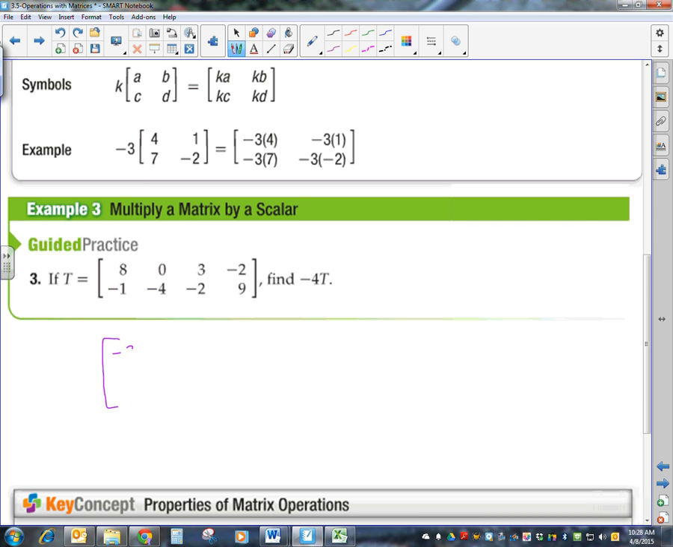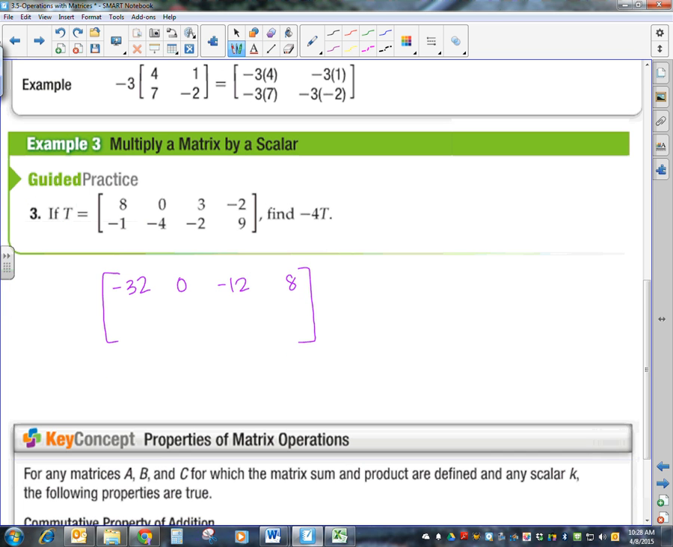So I have to multiply each element in here by negative 4. So I'm going to have negative 32, 0, negative 12, 8, and then, of course, 4, 16, 8, and negative 36.